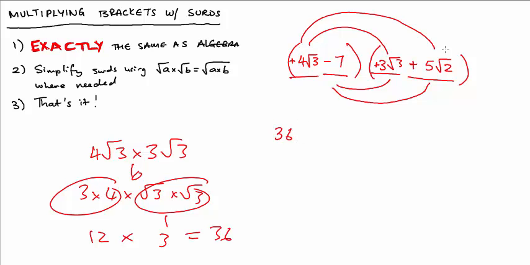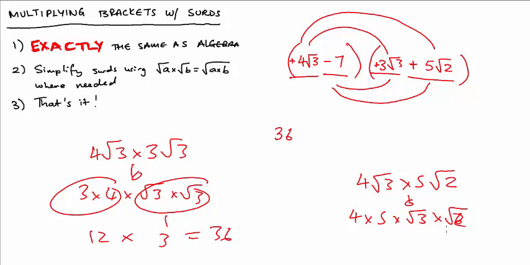Right, the next one, I've got 4 root 3 times 5 root 2. That's exactly the same as me saying 4 times 5 times root 3 times root 2. Now, can you see this one's going to join together to make root 6. That's going to join to make 20. So literally our answer, again it's a plus and a plus, is positive 20 root 6.